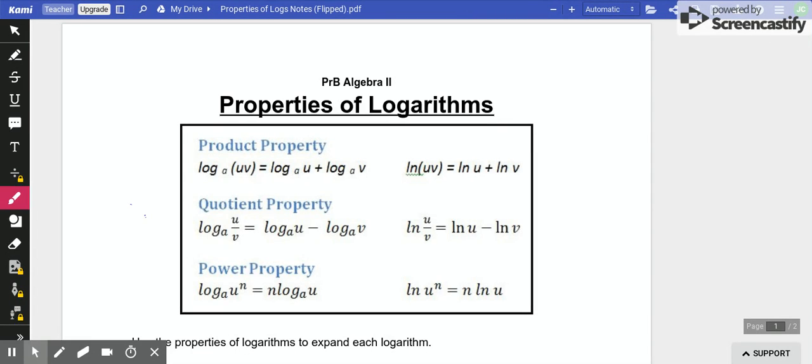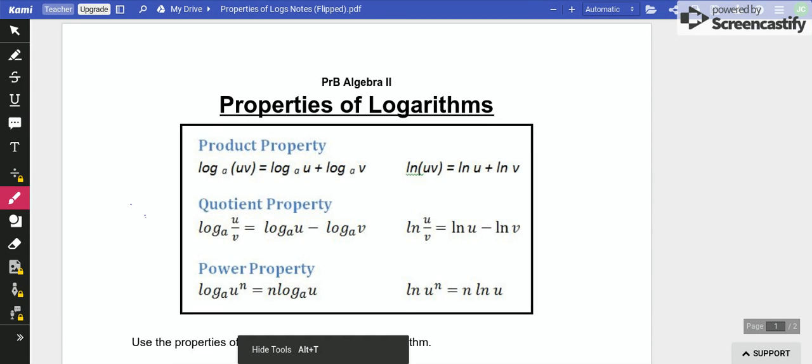All right, today we are going to be talking about properties of logarithms. So these are some different things that we can do to simplify logarithms or to expand them or condense them. So the first one is the product property.